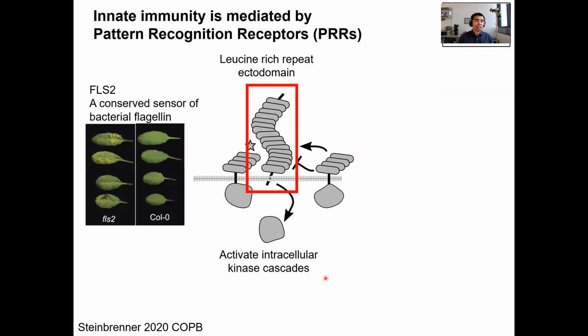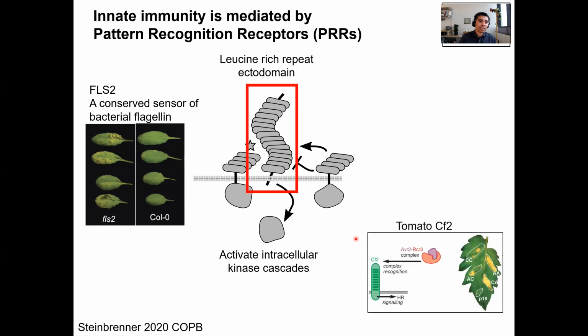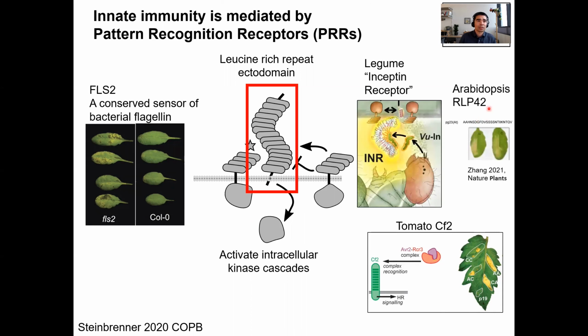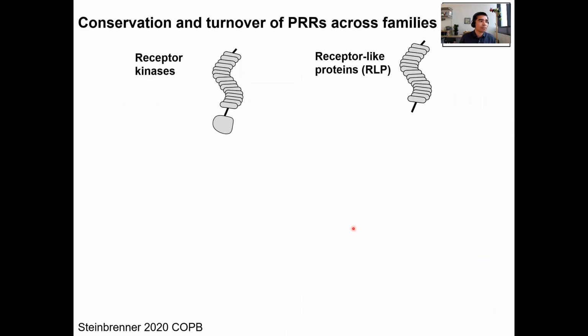One well-known PRR is FLS2, which detects flg22, an epitope from bacterial flagellin, but there are many other PRRs in plants. Tomato Cf-2 protects against leaf mold, RLP42 is involved in detection of Botrytis-associated proteins. And then we recently described a PRR called the Inceptin receptor that detects peptides in the oral secretions of chewing herbivores. So this concept of detection of a non-self pattern applies to defense against bacterial, fungal, and herbivore pests and pathogens.